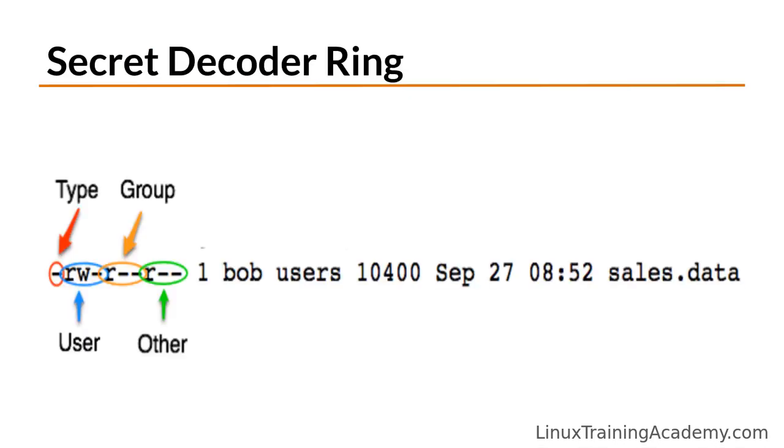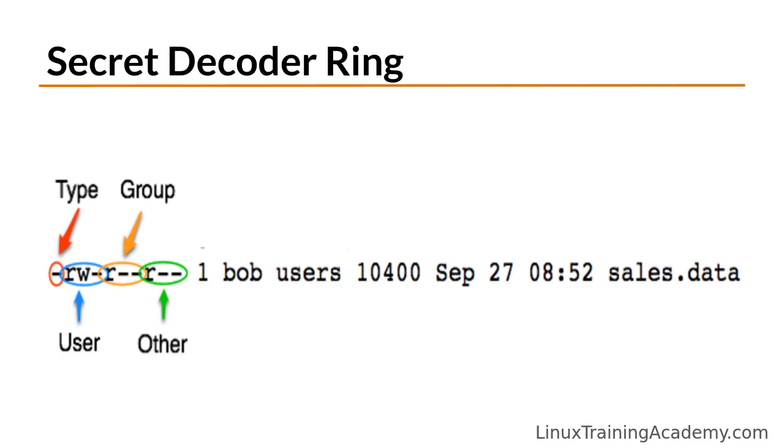At this point, you finally have enough background information to start decoding the permission string. We covered that the first character is the type, be it a directory, a file, or a link. The next three characters represent the permissions available to the user, also known as the owner of the file. The next three characters represent the permissions available to the members of the file's group. The final three characters represent the permissions available to all other users.